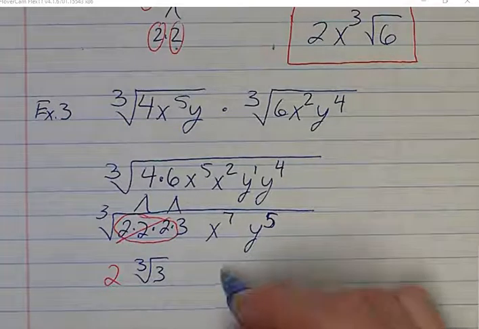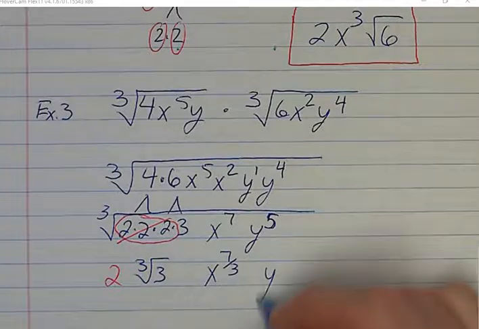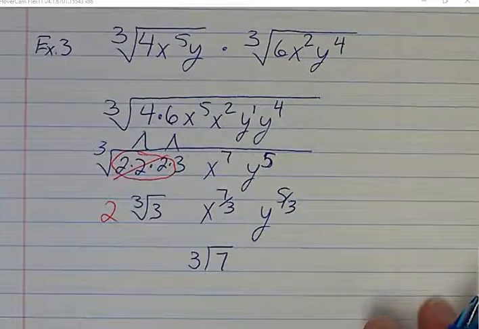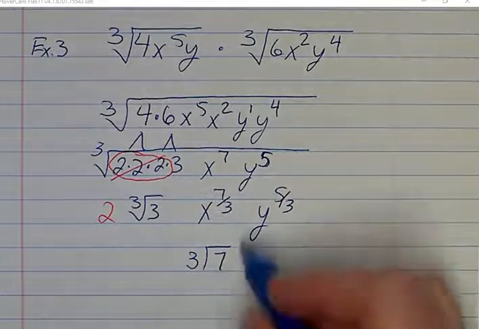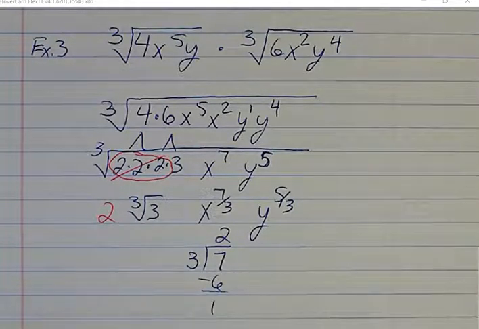For x to the 7th, we're going to take 7 and divide it by 3. For the y, we're going to take 5 and divide it by 3. And again, when you do these, just keep it simple. Let's just do, again, back to 4th grade math here. Let's take 3 and divide it into 7. 3 going to 7 2 times. 1 left over. So that's what goes on the outside. That goes on the inside.